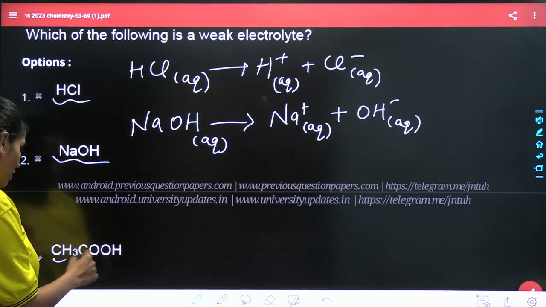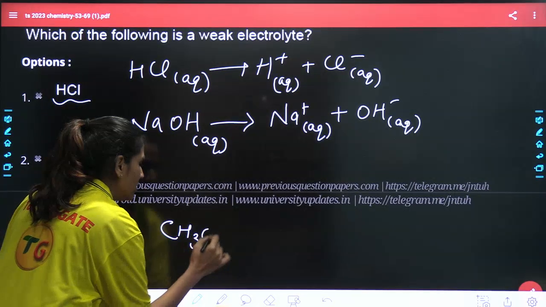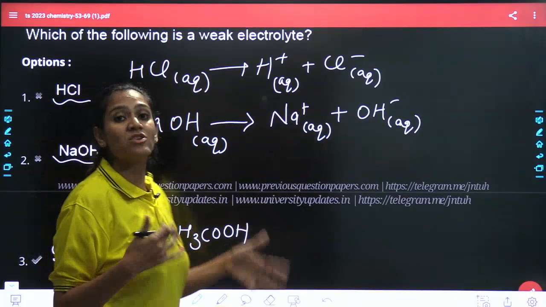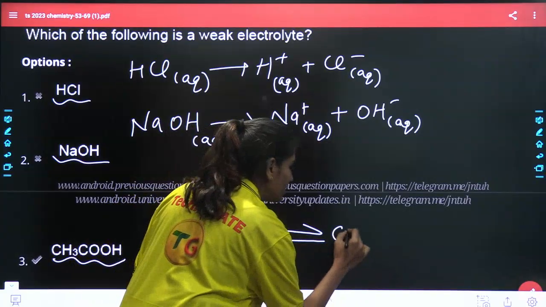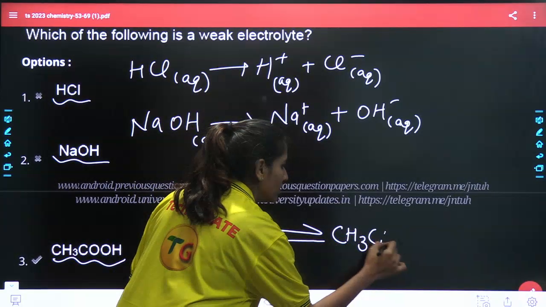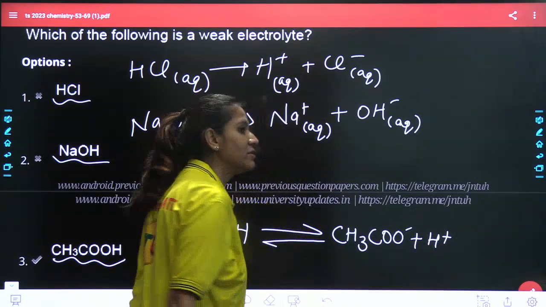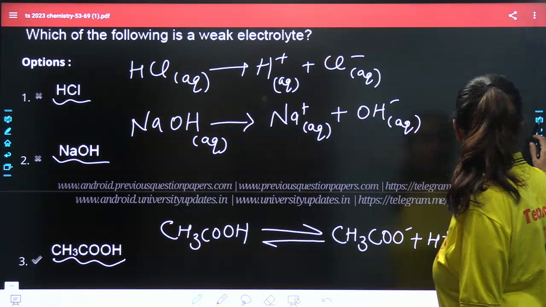Then our third option is acetic acid, CH3COOH. Now, this is a weak electrolyte. It gets partially dissociated and it maintains an equilibrium with its dissociated ions like this. Okay, so this one is a weak electrolyte. So our correct option would be option number 3.